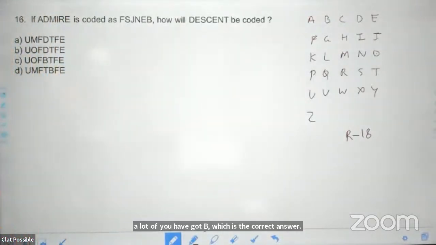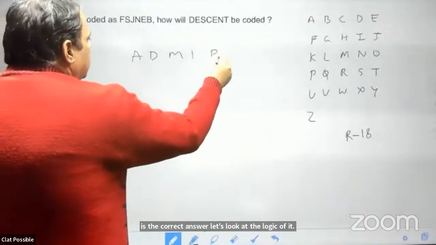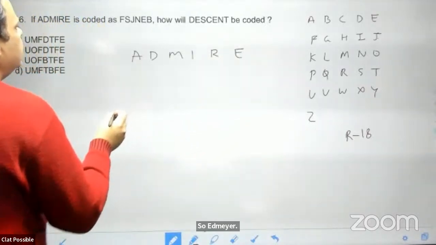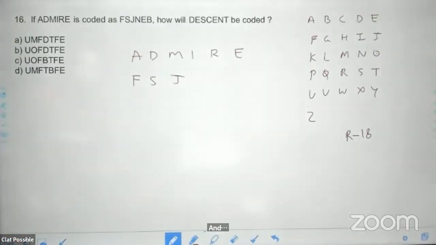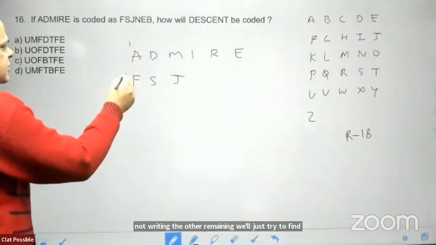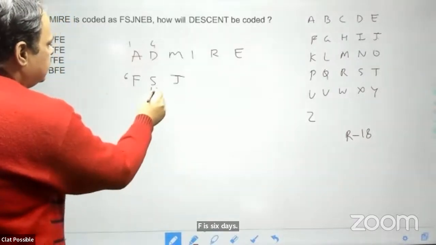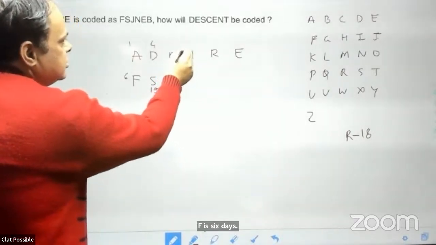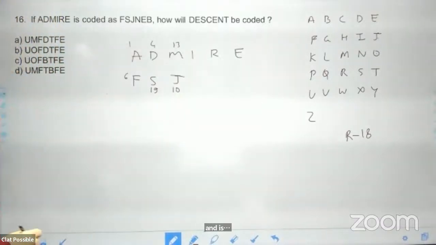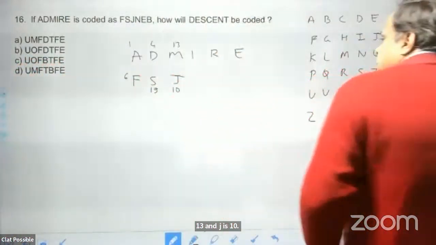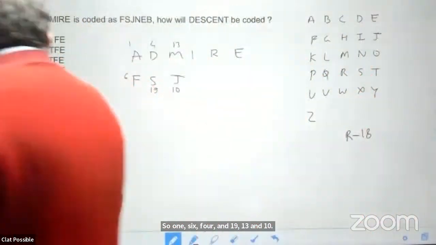Let's look at the logic of it. So admire and F is J. Not writing the other remaining. We'll just try to find this logic. A is 1, F is 6, D is 4, S is 19, M is 13, and J is 10. So 1, 6, 4, and 19, 13, and 10. So we don't see any pattern over here.